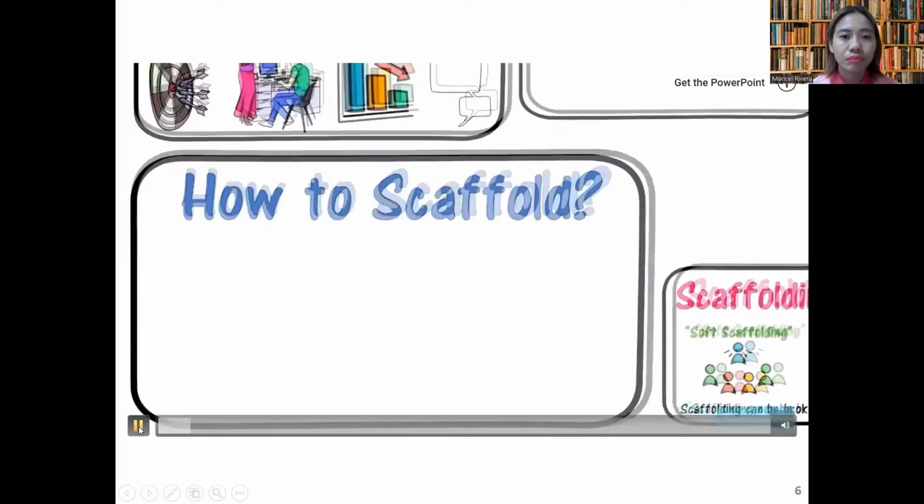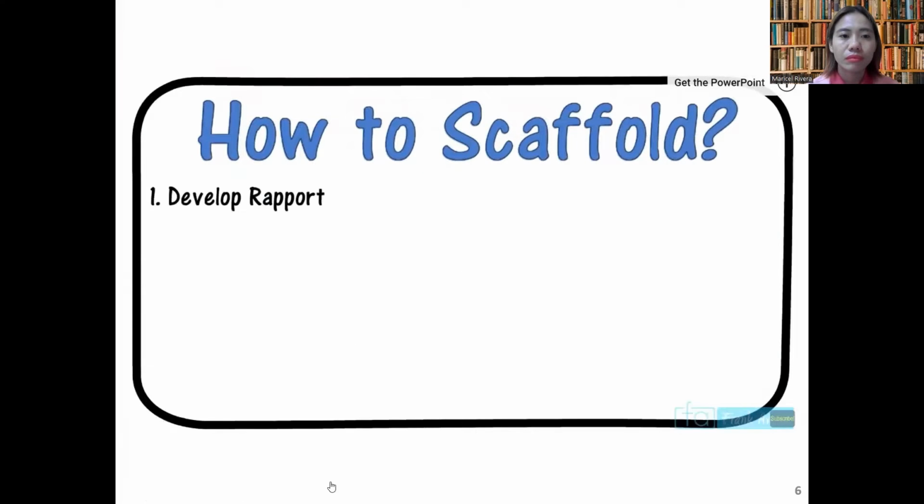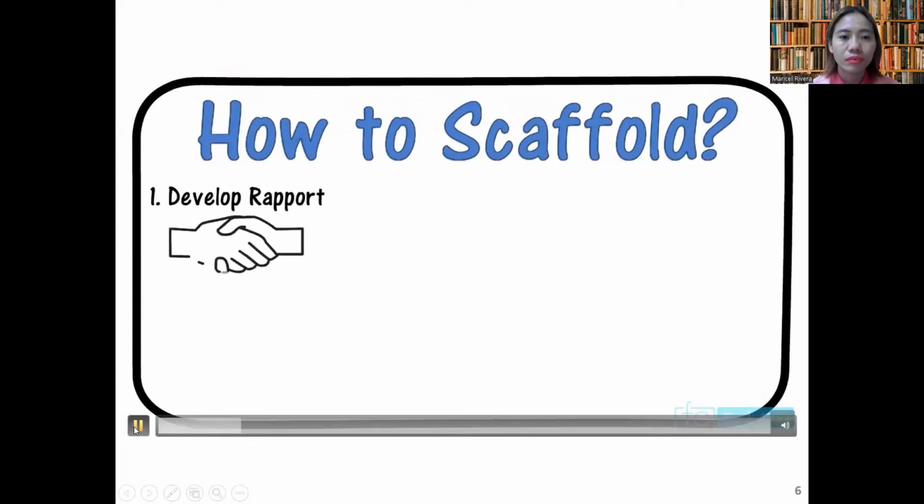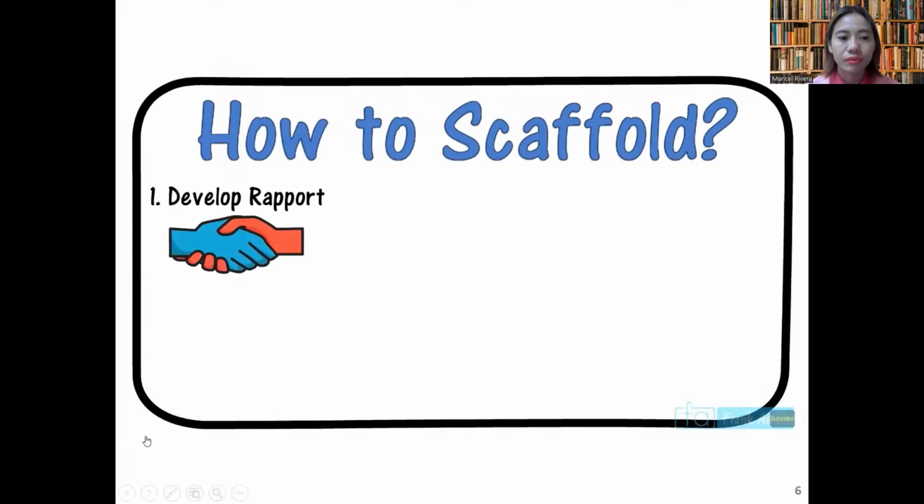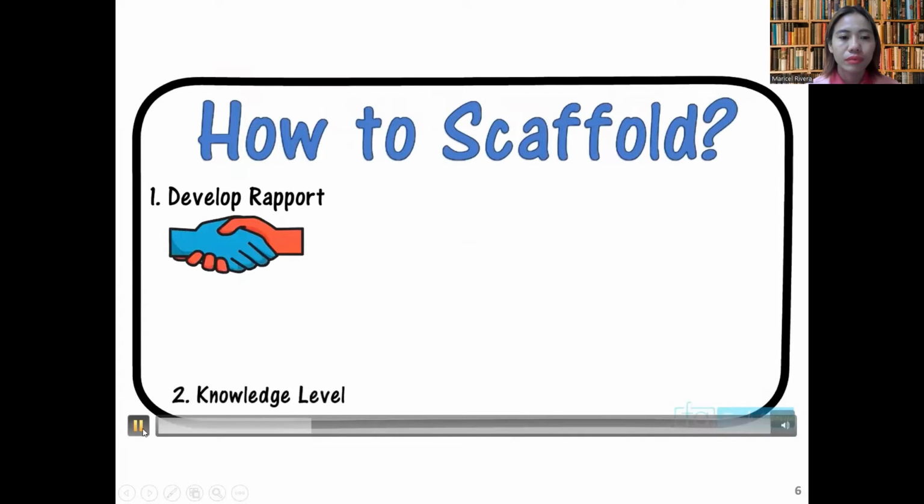Can actually scaffold in the classroom. It's best first to develop a rapport with the students. The rapport will only deepen as the teacher provides prompts and explanation for the students. Next, teachers should assess students for their knowledge level of topic of study. Formative assessments are great for this.